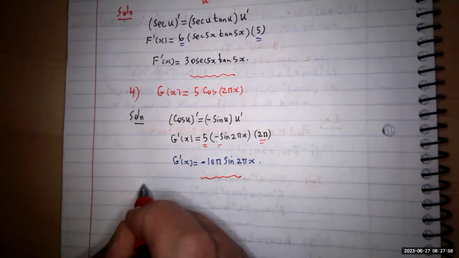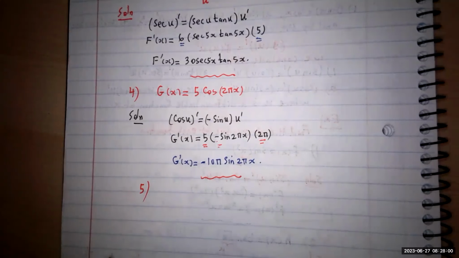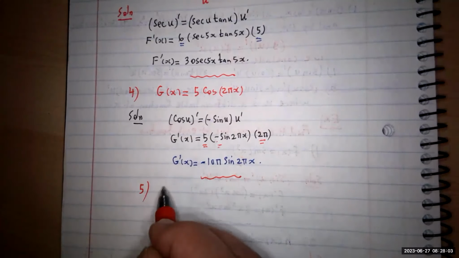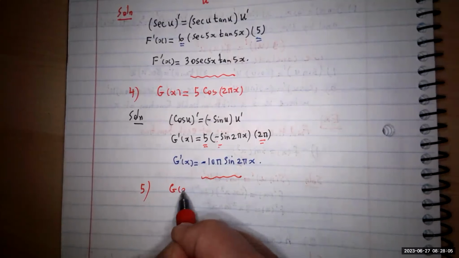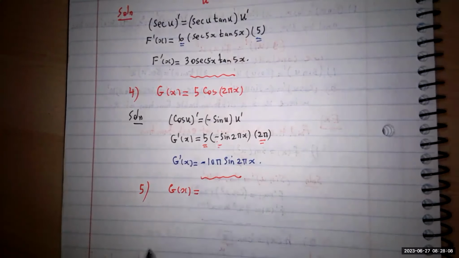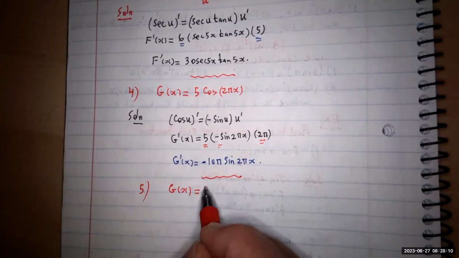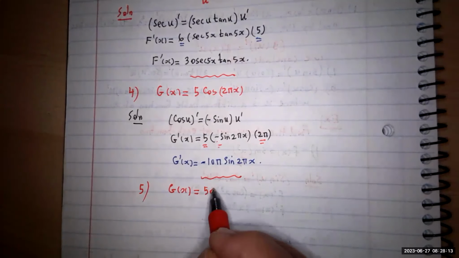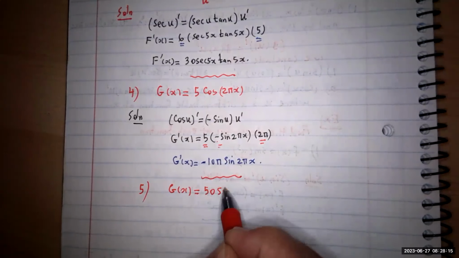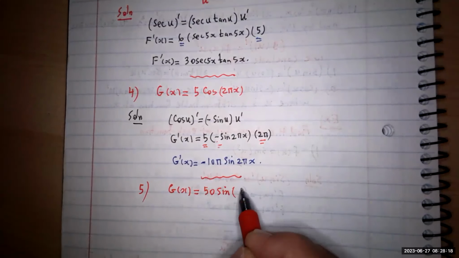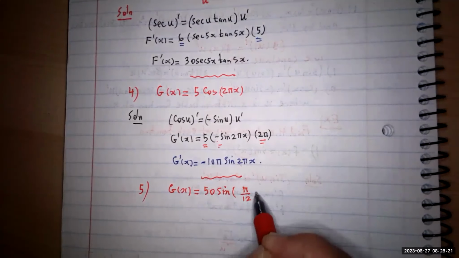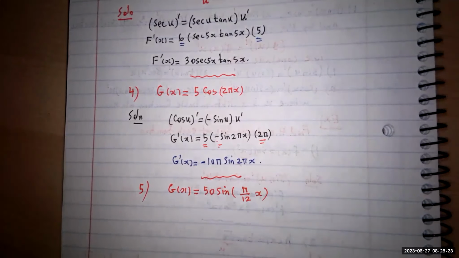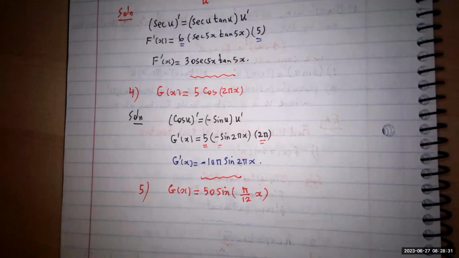Okay, number 5. What is this famous function? It's g of x equal to, let's say, 50 sine of pi over 12 times x. When we see it in future, this x is t. And this is going to be a part of a famous function that we're going to call the temperature function.